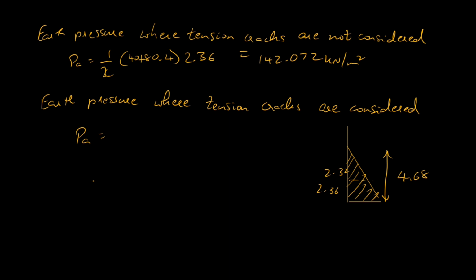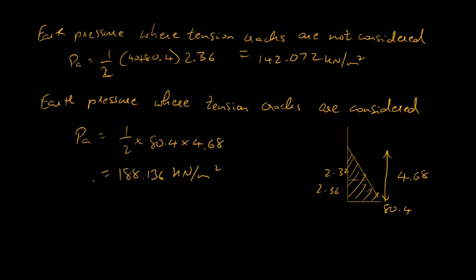So the value of active earth pressure for this zone will be equal to half into area of the triangle, which is nothing but base into height. The value of base is given by 80.4. Half into base 80.4 into height, which is nothing but 4.68. 80.4 into 4.68, which gives you 188.136 kilonewton per meter square.